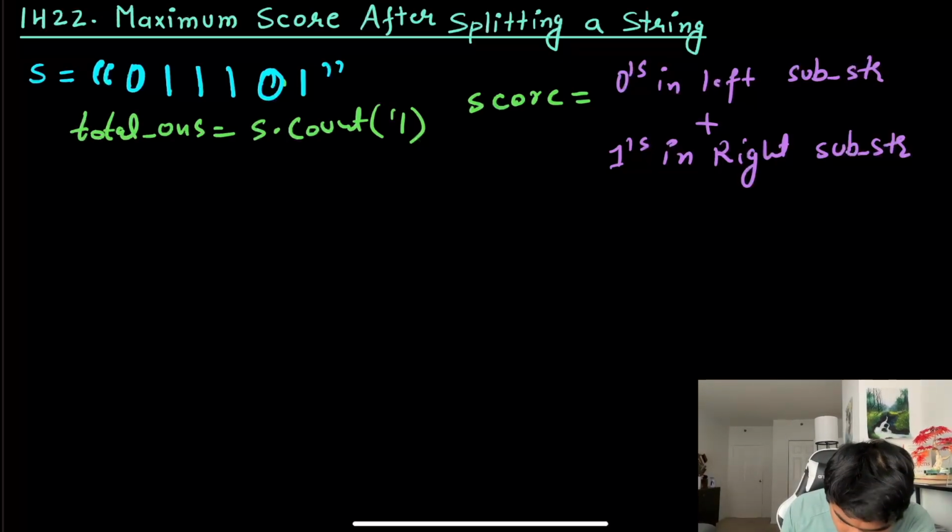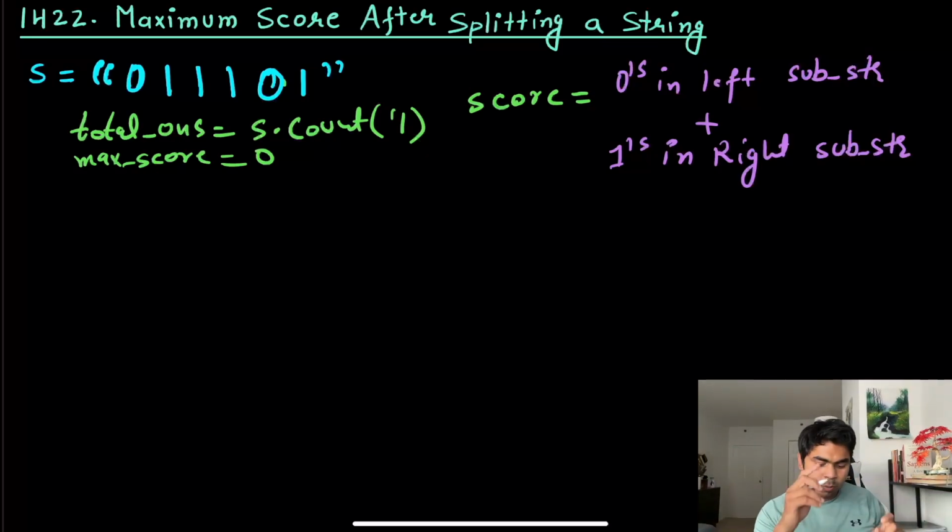Again, max score is going to be 0 so far. And then we are going to iterate over our string from left to right. As we iterate, we can count the number of zeros that we have seen so far, so that we can use that as the left zeros count, plus total ones minus the ones that we have seen so far, so that the remaining ones are on the right side, right?